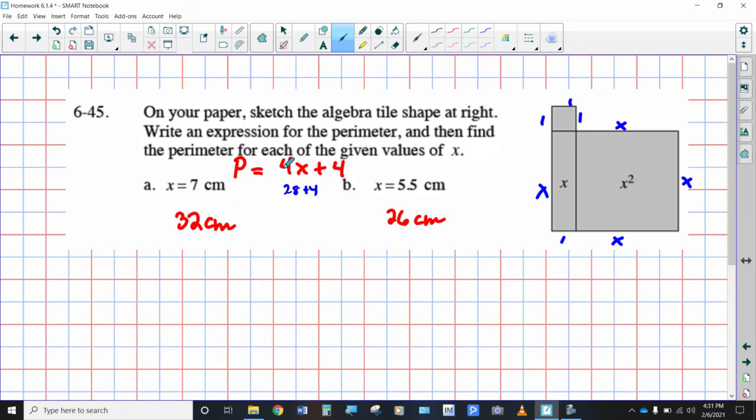For this one, 4 times 5 is 20. 4 times a half is 2, so 4 times 5 and a half is going to be 22 plus 4 gives you 26.